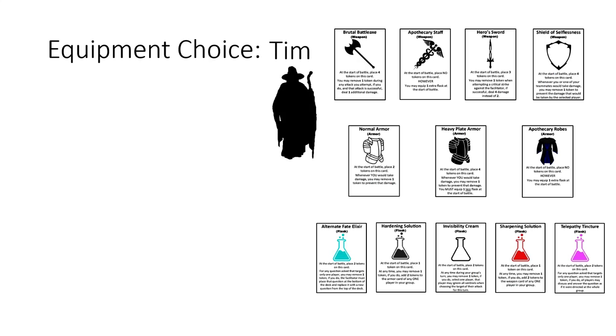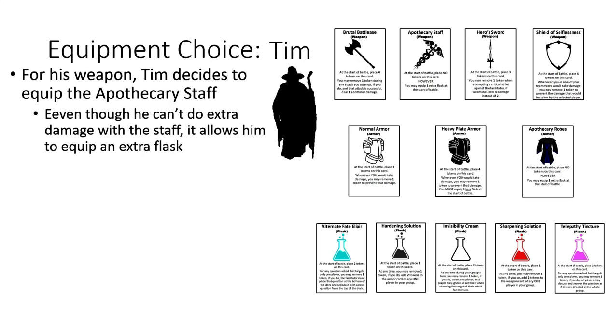Alright, for the next player, let's check out the wizard that is called Tim. For his weapon, Tim decides to equip the Apothecary Staff, which, if you come from the last video, the Ari in the last video took the Apothecary Robes, which allows her to equip an extra elixir, or flask rather, but doesn't do anything on its own. The Apothecary Staff is the weapon version of that.